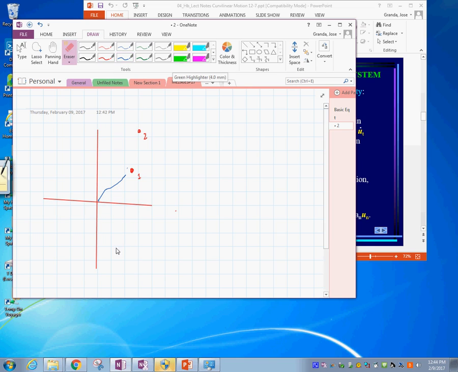Sorry, trying to draw a straight line, and somehow I didn't click exactly right. There you go. Okay, so this is the position of the vector first, right? This is the position that you have here.